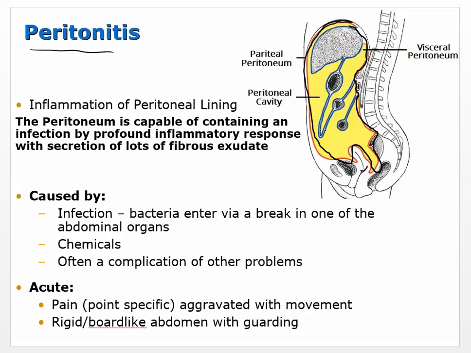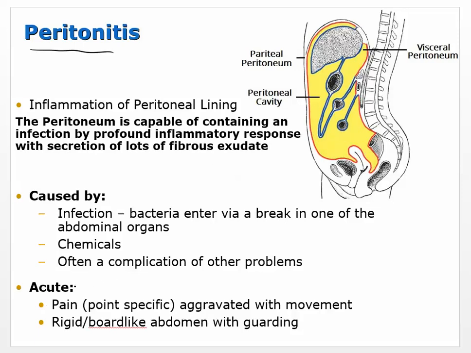Bacteria enter via a break in one of the abdominal organs. It can also be caused by chemicals. It can be complications of other problems. I know that sounds like a bad definition, but mainly we're talking about infection, though it could be from surgery, trauma, something like that. Anything that's going to result in some kind of inflammation in the peritoneal cavity.